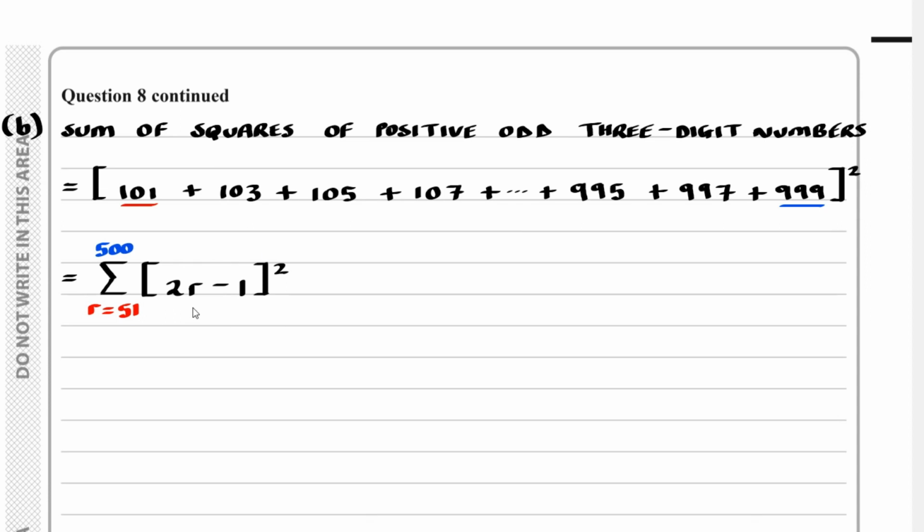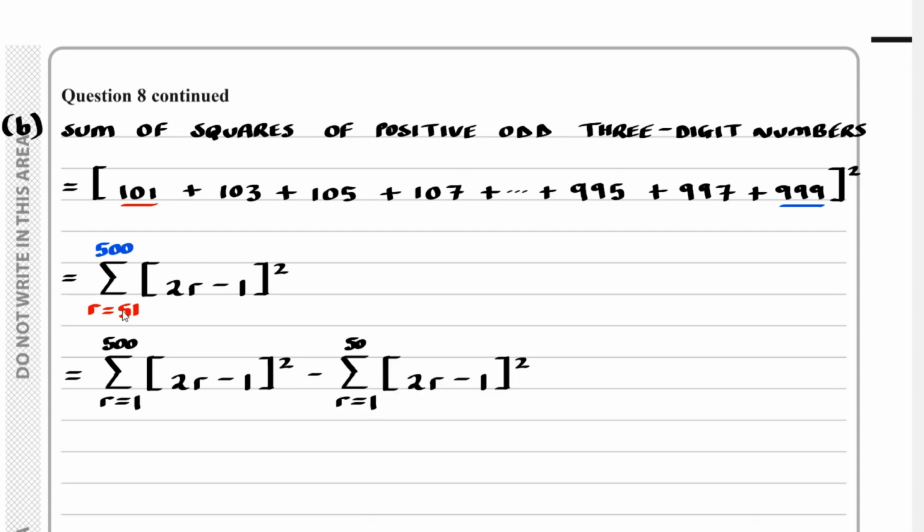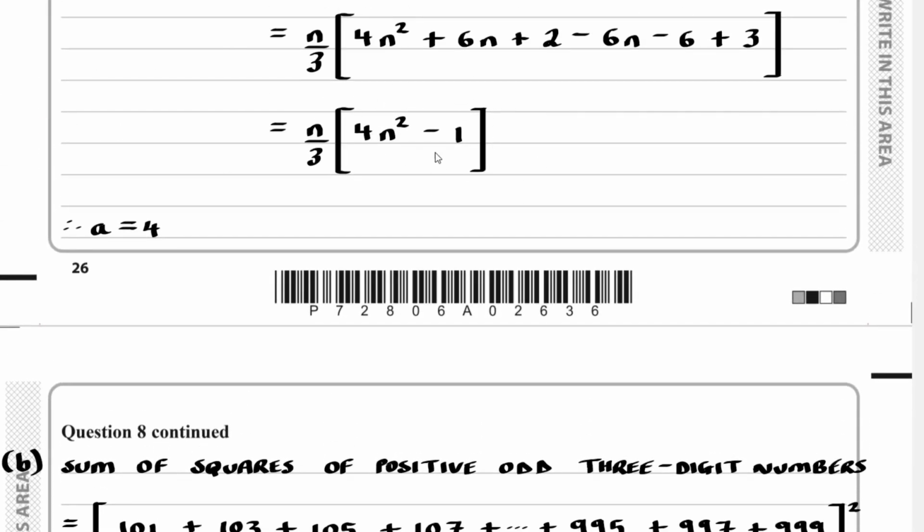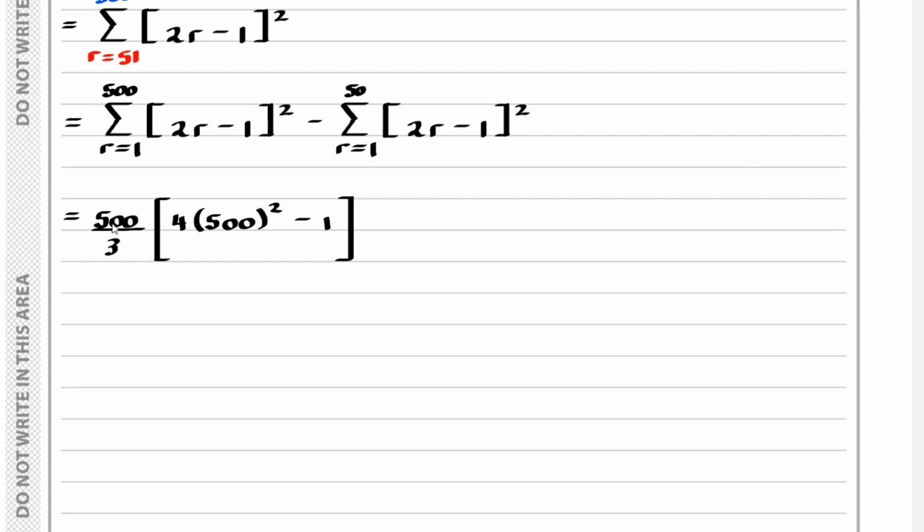So I need to work out this sum here, which is the same as the sum from r equals 1 to r equals 500 of (2r minus 1) squared, and then I subtract the first 50 terms, so I subtract the sum from r equals 1 to r equals 50 of (2r minus 1) squared. Using what I found in part A, we have 500 over 3 multiplied by (4 times 500 squared subtract 1), and then I subtract 50 over 3 multiplied by (4 times 50 squared subtract 1). So let's work this out.